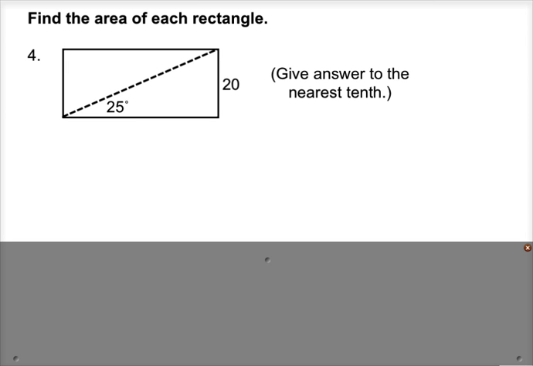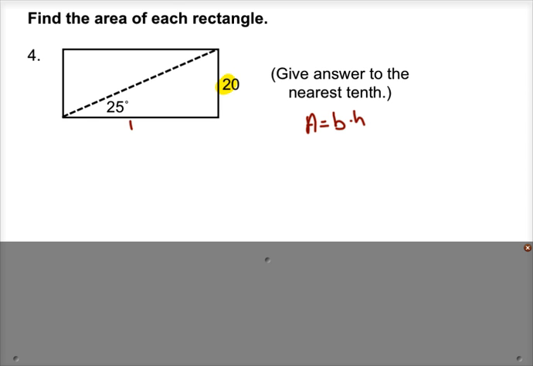Find the area of each rectangle. Well, I know the area of a rectangle is base times height. And I already know that the height is 20, so that's pretty nice. What I don't know is the base. And I can't use any of my shortcuts because I don't see a 30, 60, 90, or 45, 45, 90. It also tells me to give answers to the nearest tenth. So those are both hints that I'm probably going to have to use a trig function.